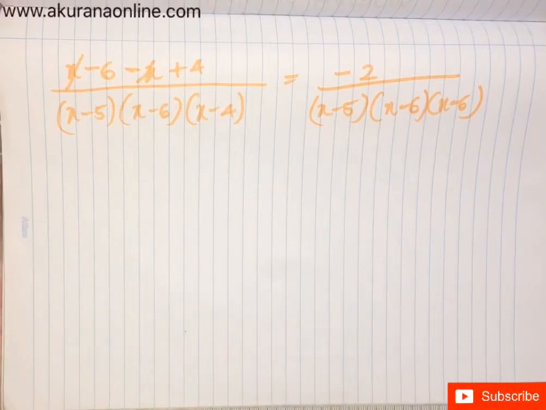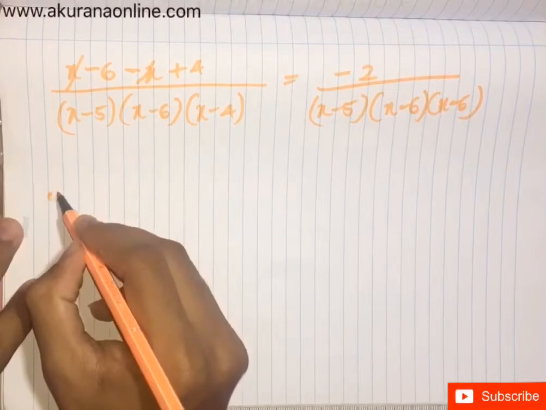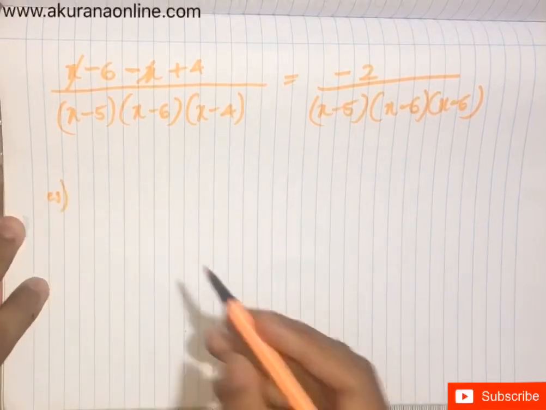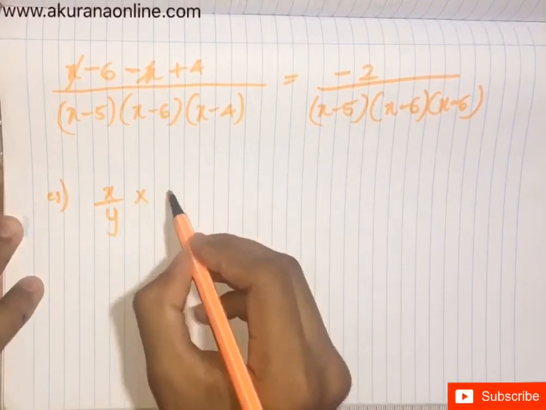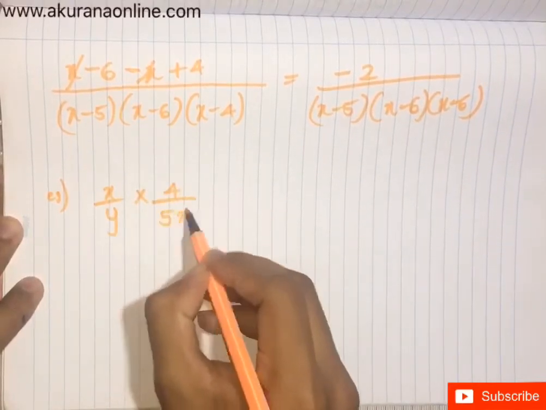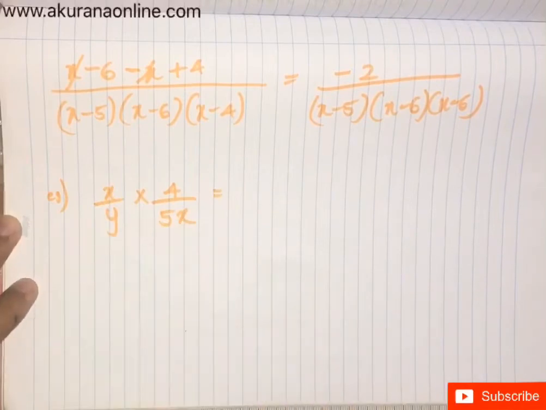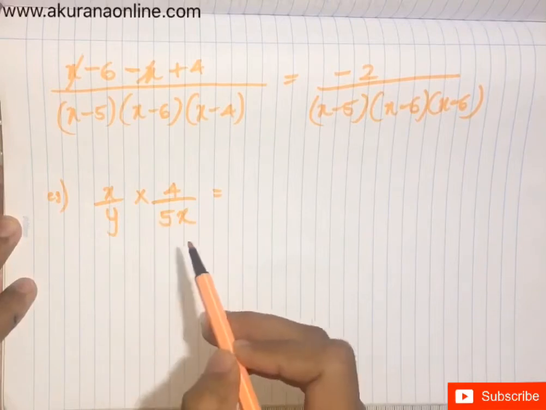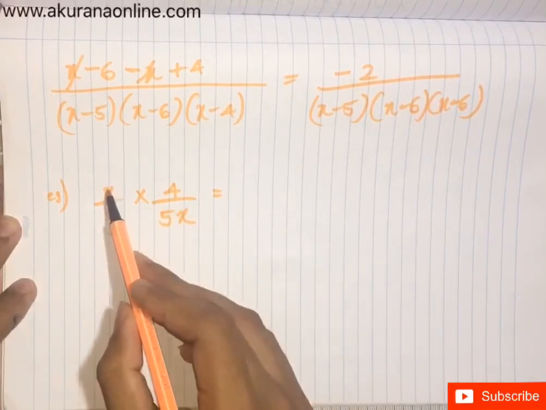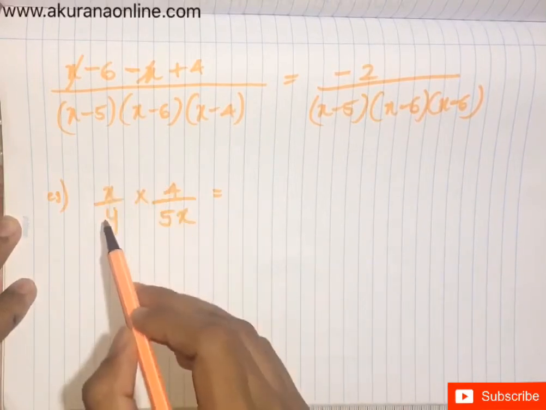Now the topic we have to study in this lesson is how to multiply algebraic fractions. I'll go straight to an example. Say they have asked you to multiply x over y multiplied by 4 over 5x. This is just like multiplying two fractions. Even if you have an algebraic term, you don't have to do anything special here. You just multiply the numerator by the numerator and the denominator by the denominator.